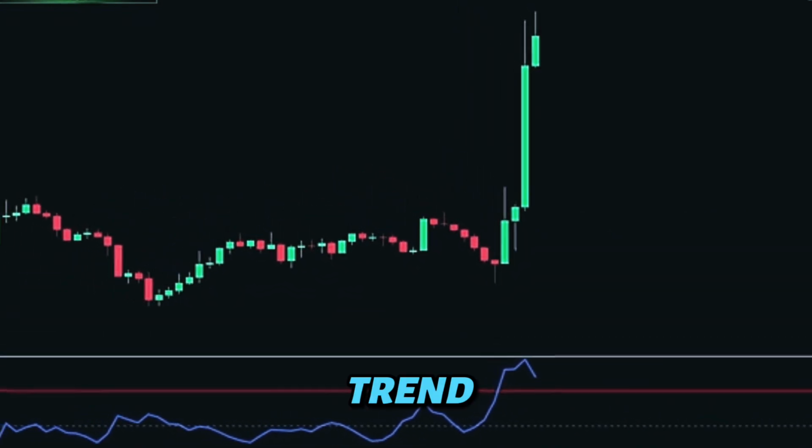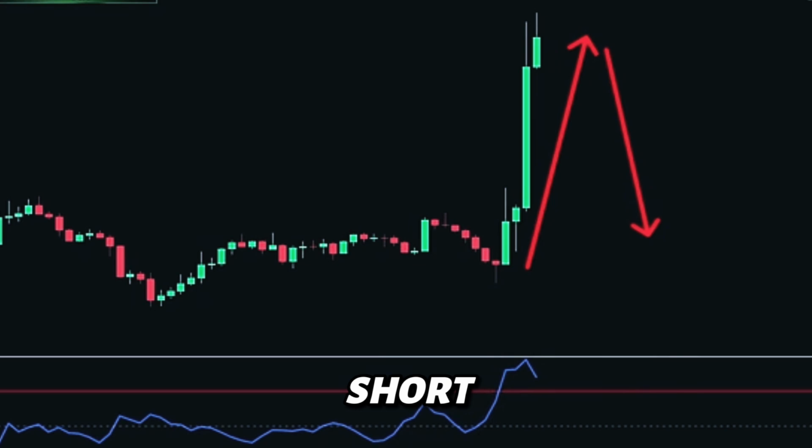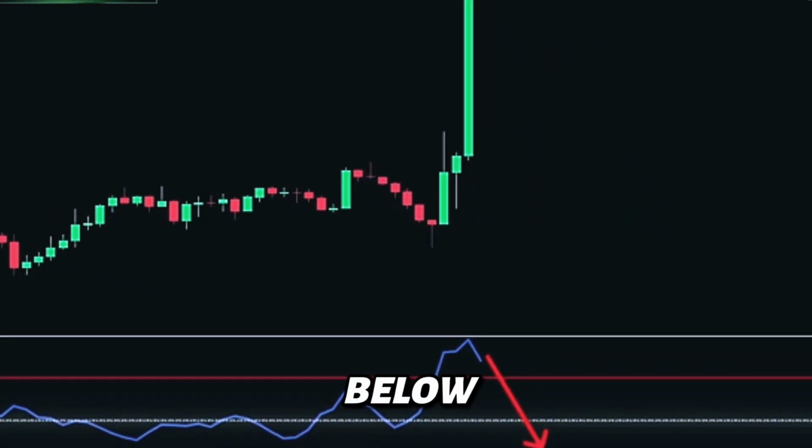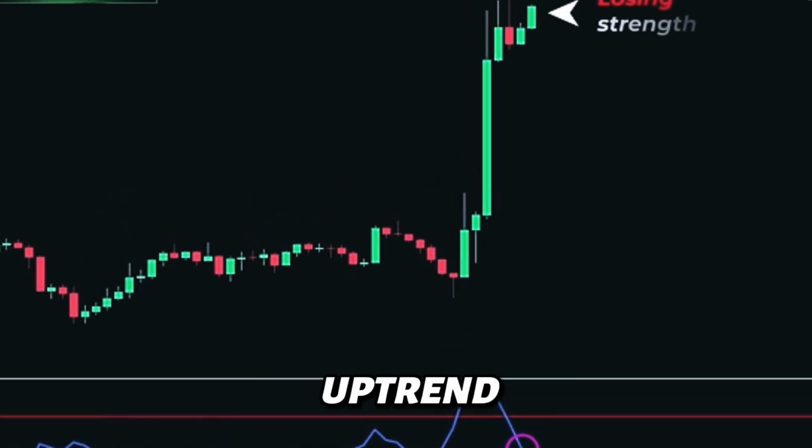Next, identify the trend that led to that volume spike. In this case, it's an uptrend, which means we're waiting for this trend to end so we can time the short entry and profit off the reversal. After that, we wait for volume to drop below the middle line, like this. This gives us even more confirmation that the uptrend is likely losing strength. And looking at these candles alone, you can already tell that the trend isn't as strong as before.